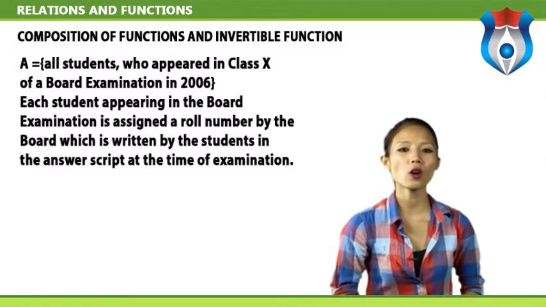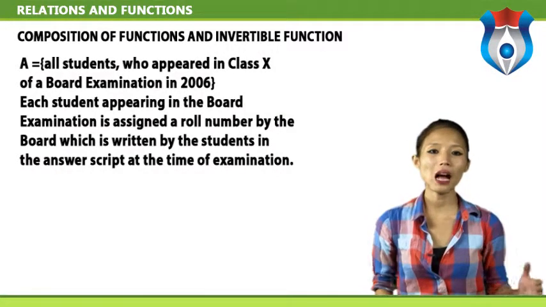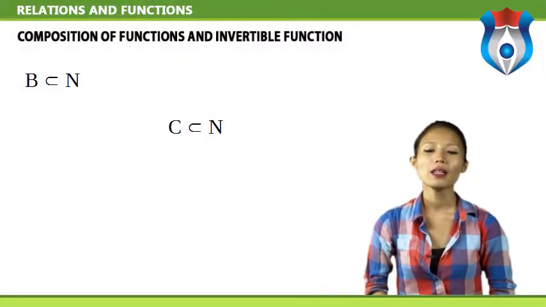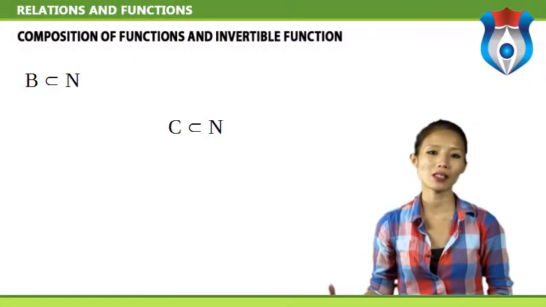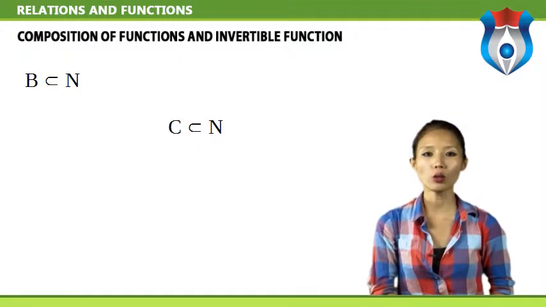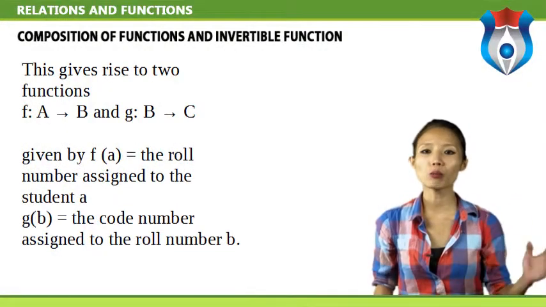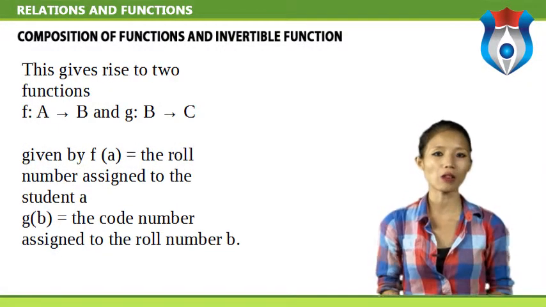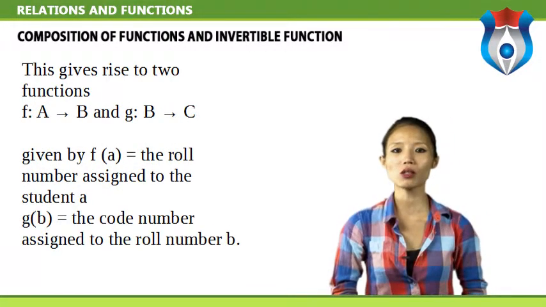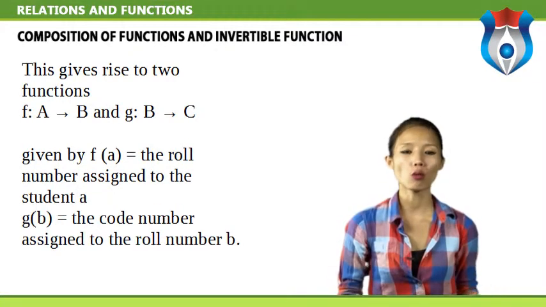In order to have confidentiality, the board arranges to deface the roll numbers of students in the answer scripts and assigns a fake code number to each roll number. Let B ⊂ N, where N is the set of all roll numbers, and C ⊂ N be the set of all code numbers. This gives rise to two functions, f: A → B and g: B → C, given by f(a) is equal to the roll number assigned to the student a, and g(b) is equal to the code number assigned to the roll number b.